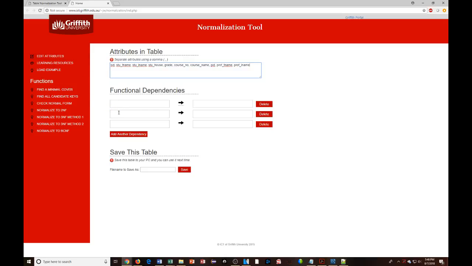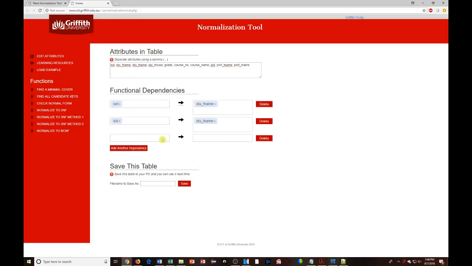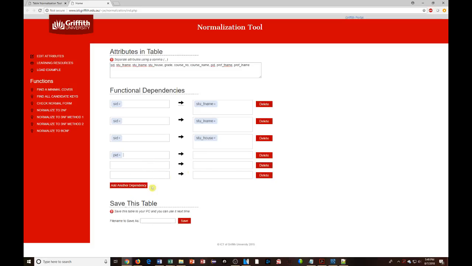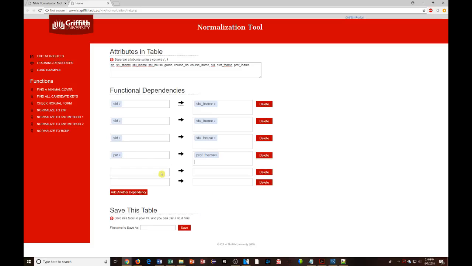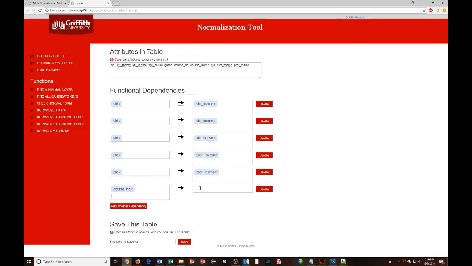From here, we can tell it the functional dependencies. Let's start with the easy ones first. We know that student ID determines student first name, student ID determines student last name, student ID determines student house. We also know that the professor ID determines the professor first name, the professor ID determines the professor last name, and the course number determines the course name.